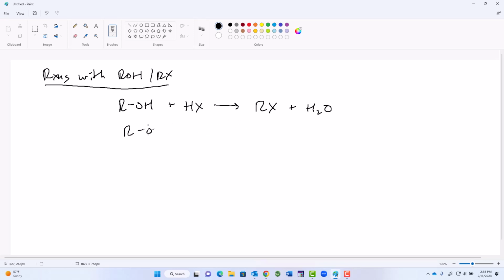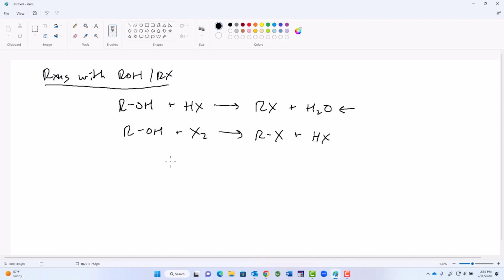We can also take an alcohol and add the elemental X2 to generate the equivalent of RX, and then an equivalent of HX off to the side. But the reaction we'll be focusing on in this chapter is going to be this top one here, the reaction of an alcohol with an acid to produce the alkyl halide plus water.